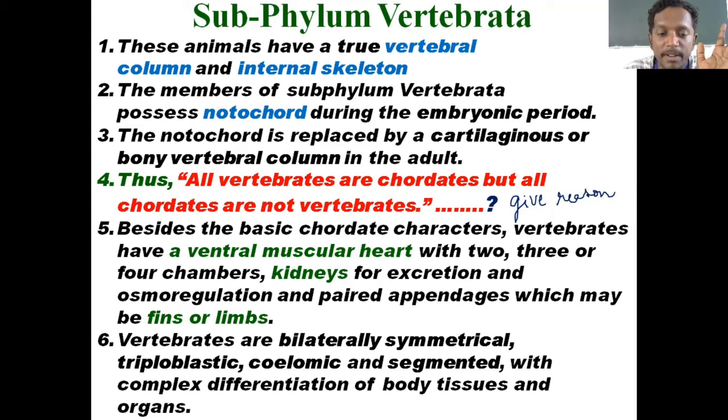I'm not going to explain in detail because you should be knowing. I've repeated this many a times. They are triploblastic, they are coelomates, and they are having a segmented body. We are having thorax, abdomen, etc., with complex differentiation of body tissue. So we are having well-formed, well-defined many organ systems to take care of different parts of the body.